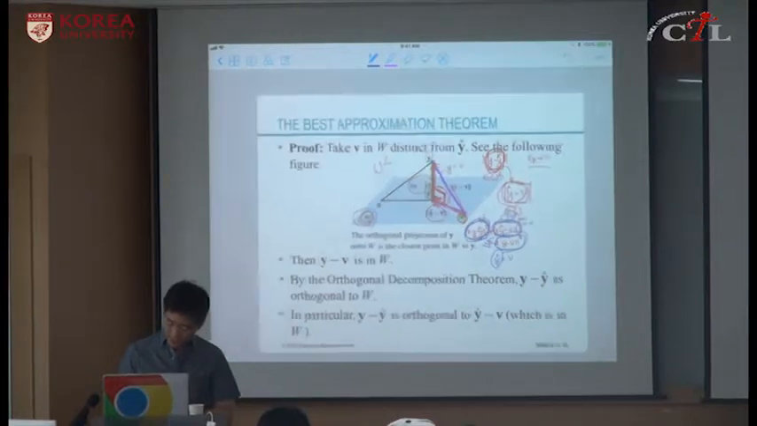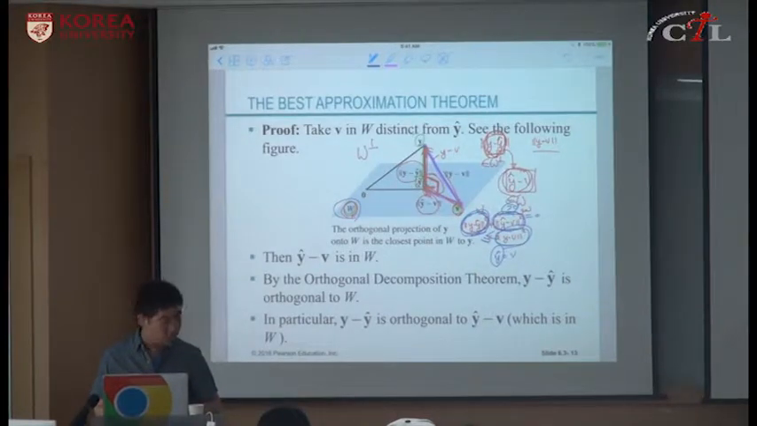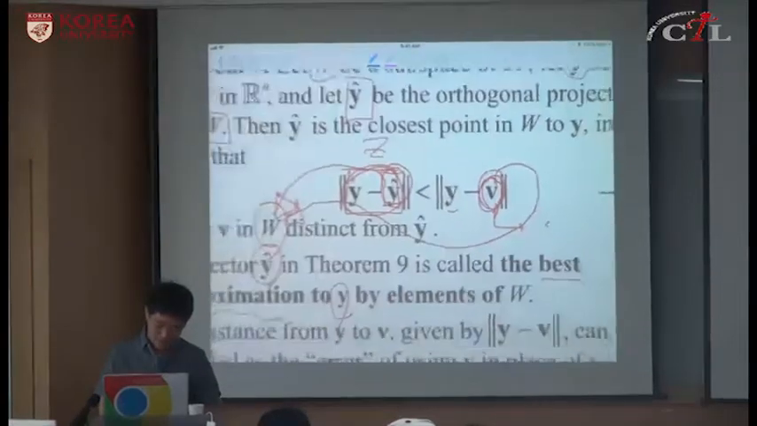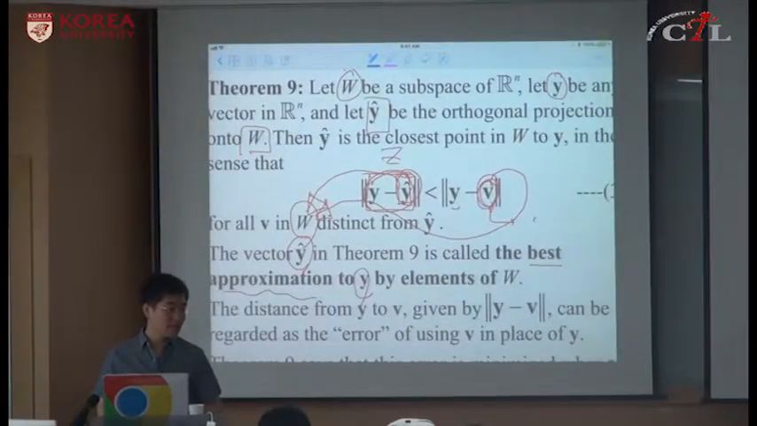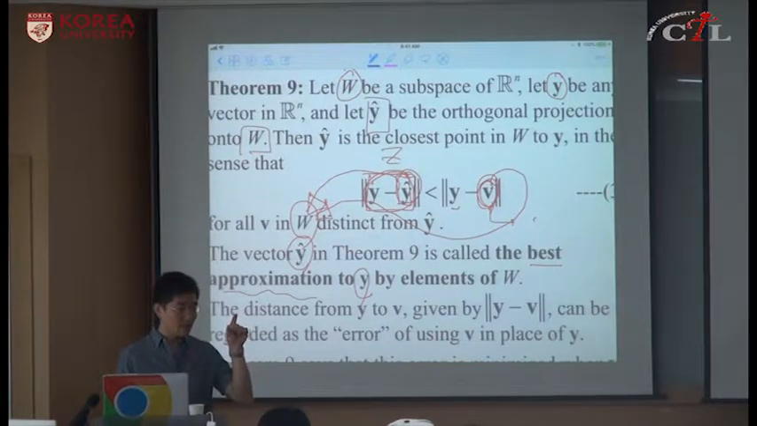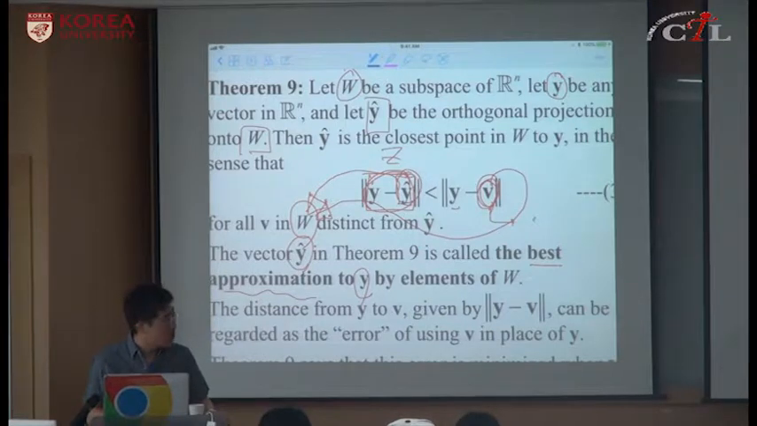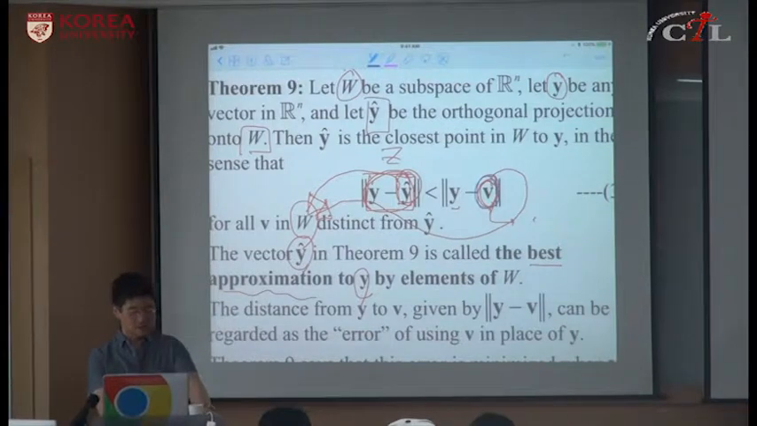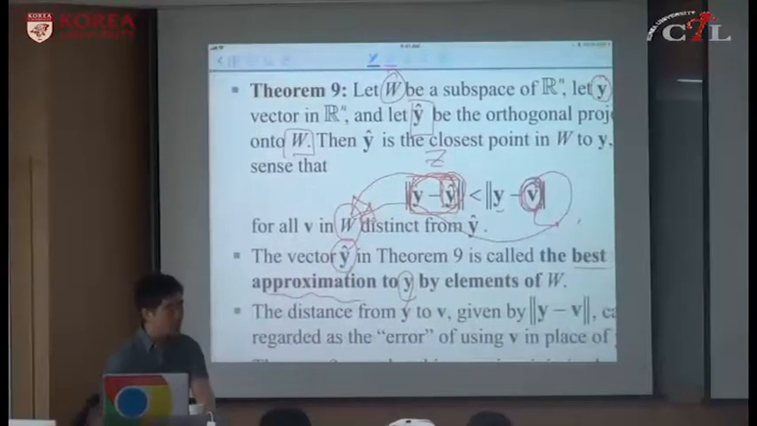So that way, we prove that when choosing y hat as your approximation, in terms of the length of this error vector, y hat will be your best approximation of y, compared to any other vector v chosen from subspace W. Okay.